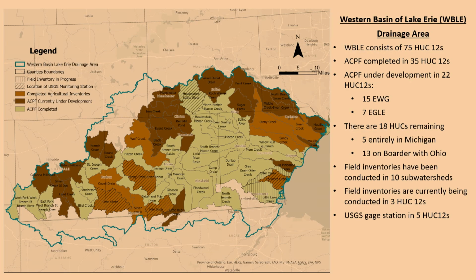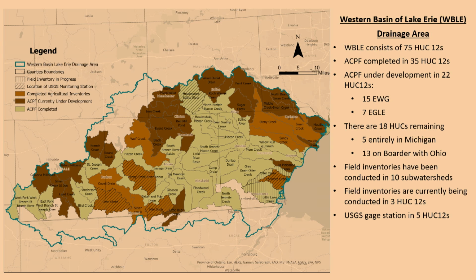So this is a status of where we're at in the Western Lake Erie Basin. You can see there are 75 HUC 12s. The ACPF has been completed in 35 of those. A lot of that work was done through a Farm Family Foundation grant to the Environmental Working Group, which is working on another 15 HUC 12s right now to complete the ACPF tool. There are 18 HUCs, the white areas, remaining where the ACPF is not done yet, and we're hoping to get that done within the next year, year and a half or so. Field inventories have been conducted in 10 watersheds.